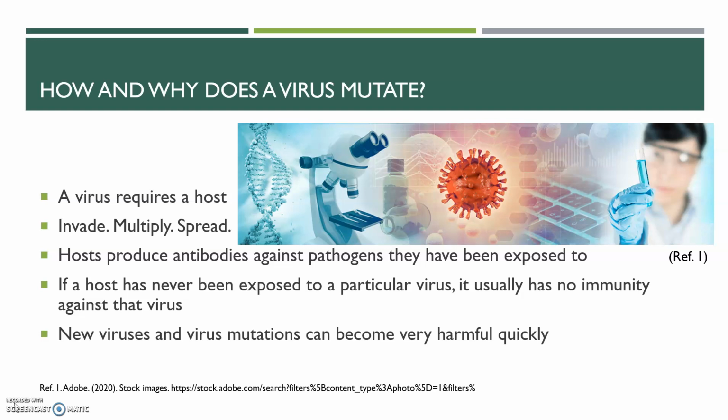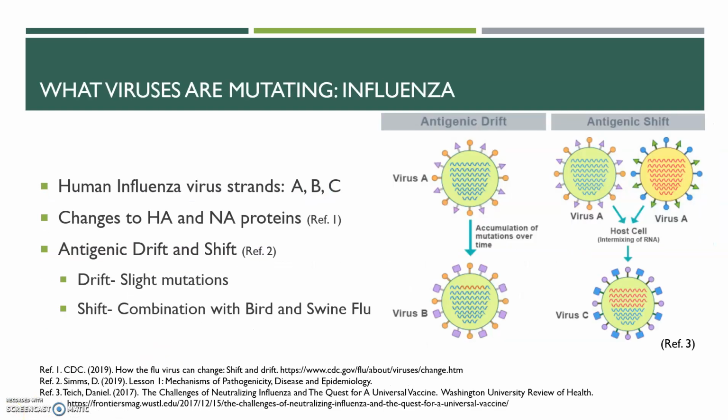Now, if a host has never been exposed to a particular virus, they have no immunity against that virus, and therefore that virus can be very harmful to that person because their immune system has no previous background history of being able to fight this strain of the virus. This may be the main reason that viruses mutate. Of course, like any other organism, it wants to continue its kind. And in order for that virus to continue infecting hosts, it often needs to mutate in order to continue to infect those people. Now we're going to be looking at two special cases of viral evolution, influenza virus and HIV virus.